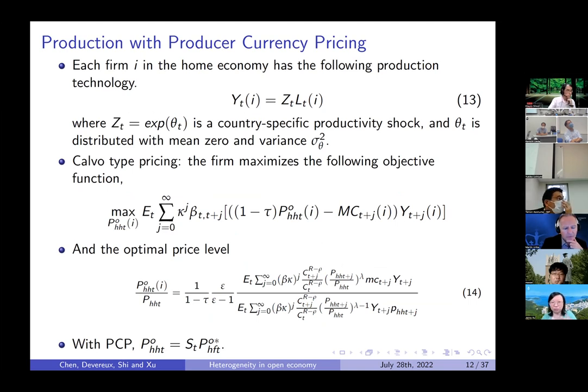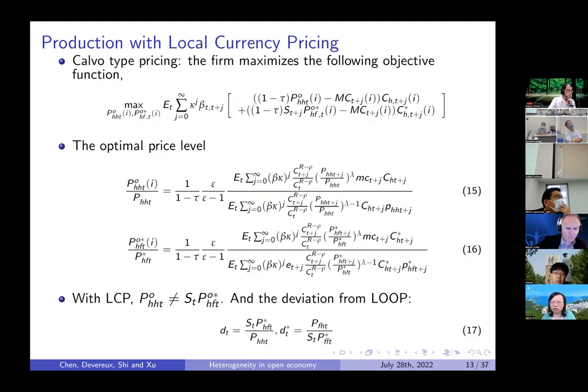It's just the production with producer currency pricing and the production with local currency pricing. The only thing to pay attention to is that we're going to define two things. First, in LCP, we're going to have E, which is actually S_t times P_t star over P_t star. So this is the real exchange rate. And we're also going to define the deviation from the law of one price. You are going to see that these terms show up later.